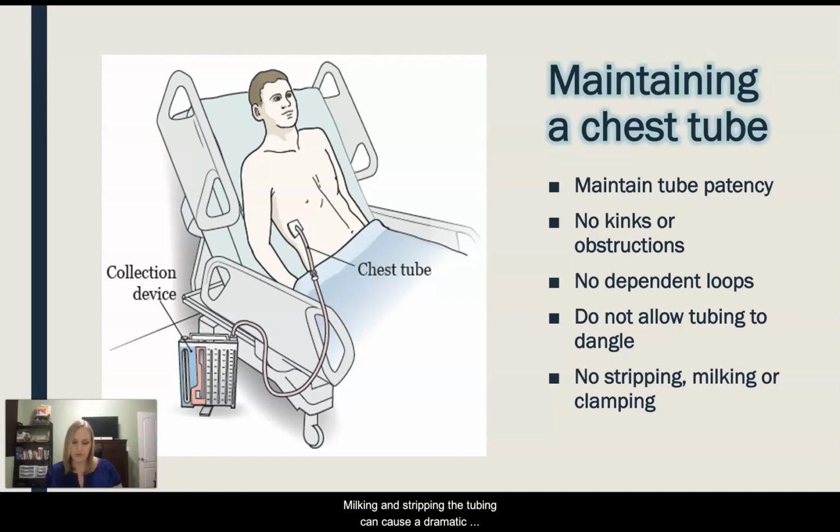Milking and stripping the tubing can cause a dramatic rise in the negative pressure, risking lung tissue entering into the tube, causing damage. Check to ensure that there are no dependent loops and ensure the tubing is not dangling on the ground. When moving or turning the patient, ensure that there's enough slack on the tubing that it does not become dislodged or disconnected. The chest drainage system comes with a clamp, but never clamp the tubing unless the chest drainage unit is being changed out.